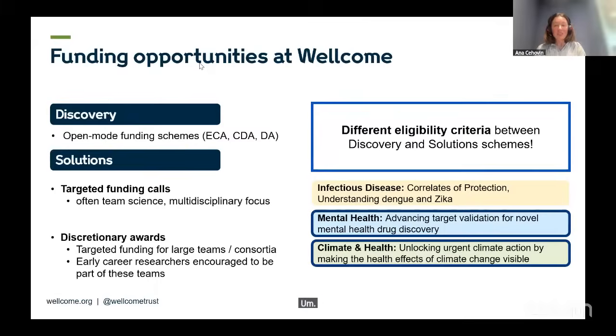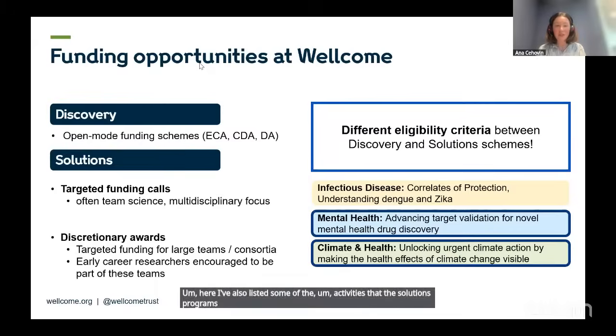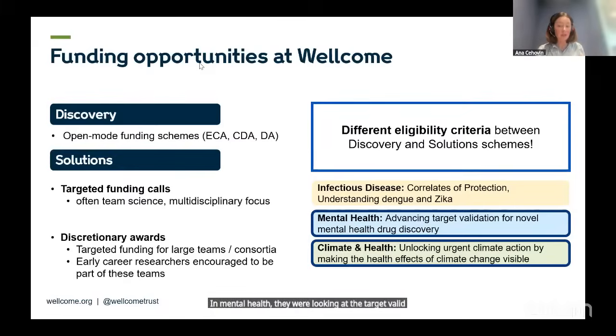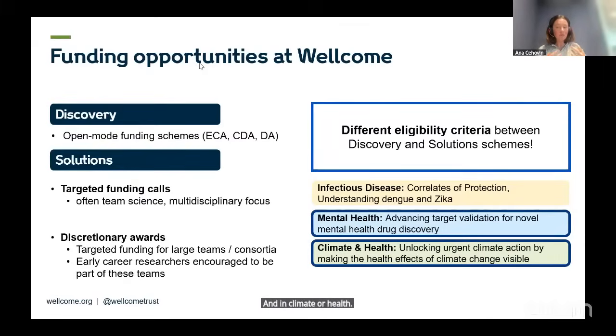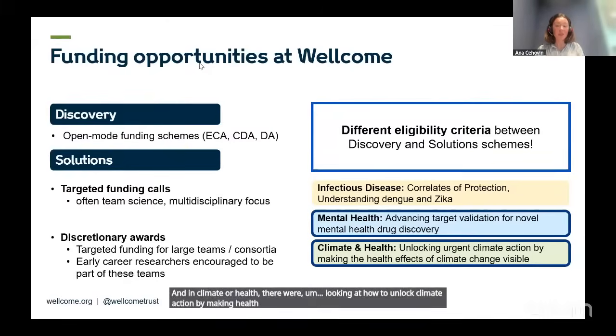Here I've also listed some of the activities that the solutions programs have recently funded. For example, in infectious diseases, we opened a funding call on understanding dengue and Zika spread. In mental health, they were looking at target validation for novel mental health drug discovery. And in climate health, they were looking at how to unlock climate action by making health effects of climate change visible.